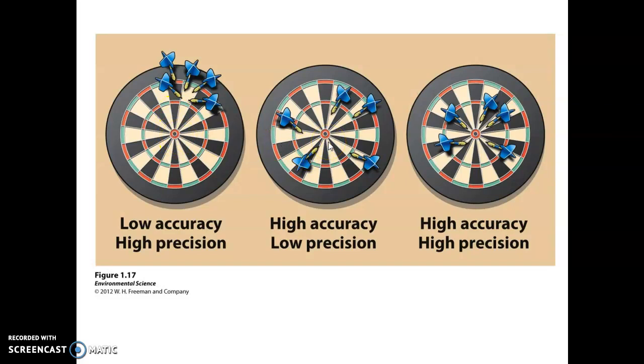A second possible scenario is high accuracy but low precision. So here our darts are spread out, but if we average them all out, we would get to high accuracy, high actual results. But they're not precise because they are not closely aligned with one another. The scenario that you would really like to see in your data is high accuracy and high precision. So it's high accuracy, in that if you average these out, you'll get to the actual result, and high precision because the darts are closely aligned with one another.